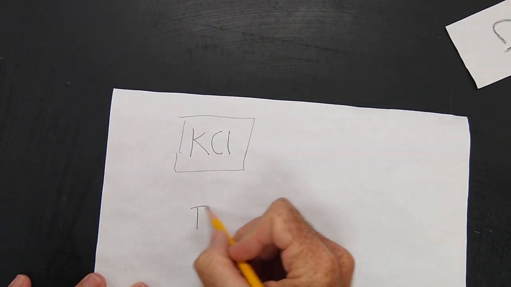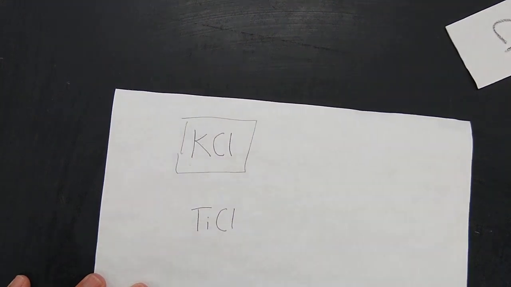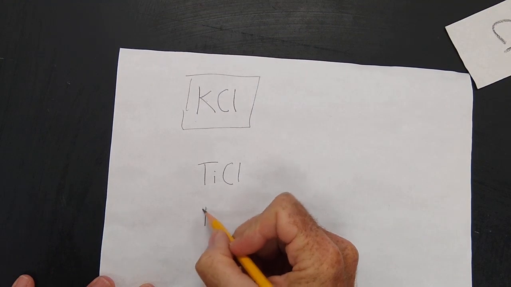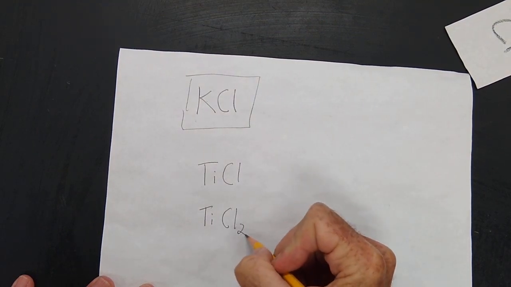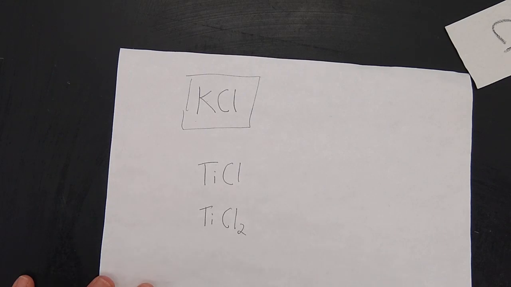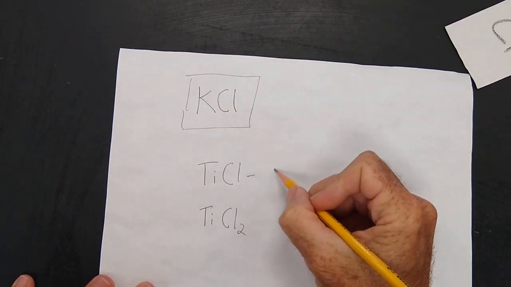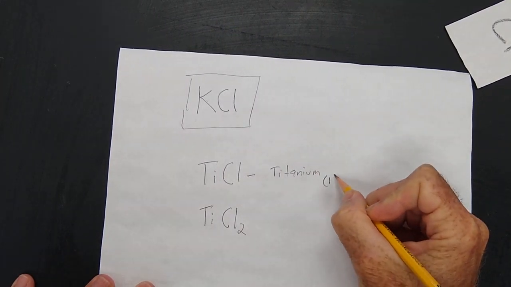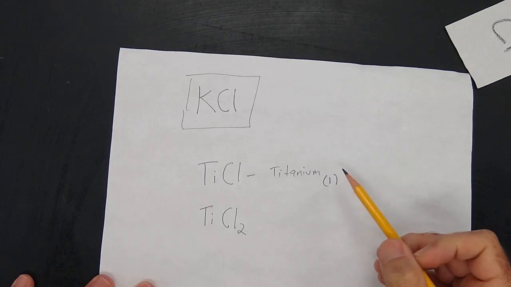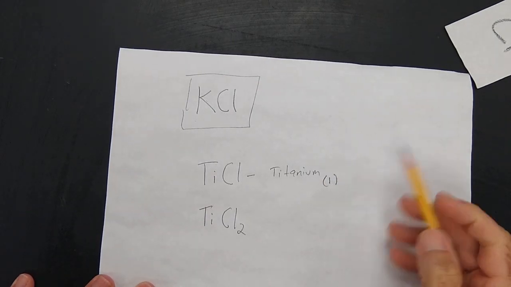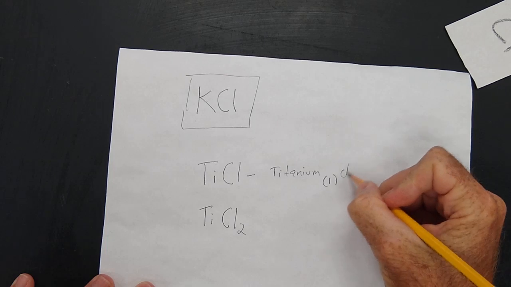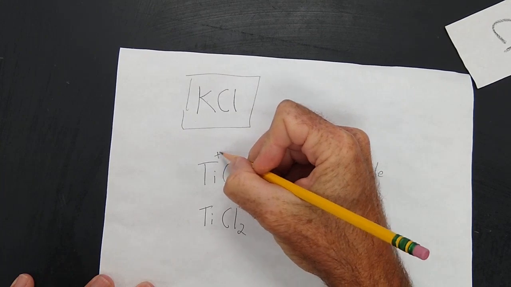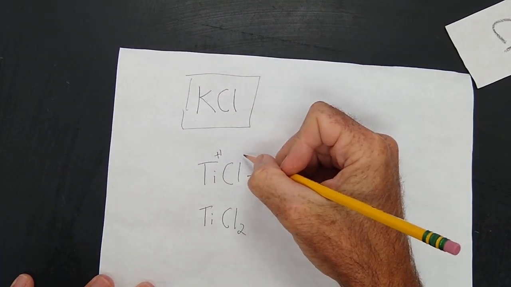But the name of this one cannot be titanium chloride. It can't be, because this formula also exists, right? The name of this would be titanium 1, and we have to write the 1 in parentheses. And this is the letter I from Roman numerals, titanium 1 chloride. Because we know that this had to be a +1 because we know chlorine's -1.